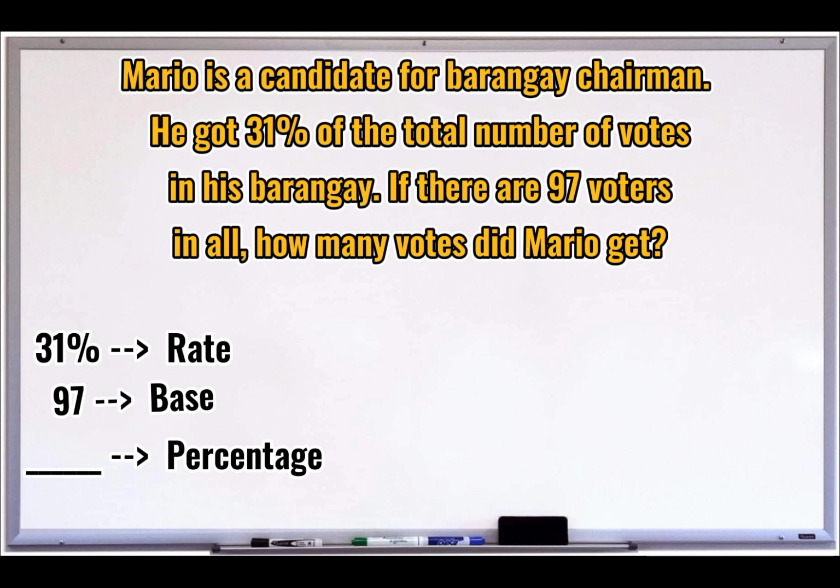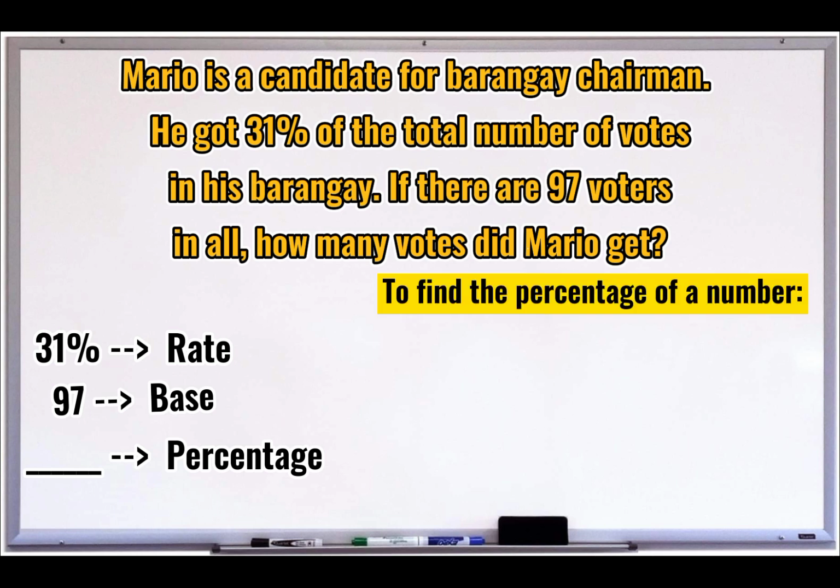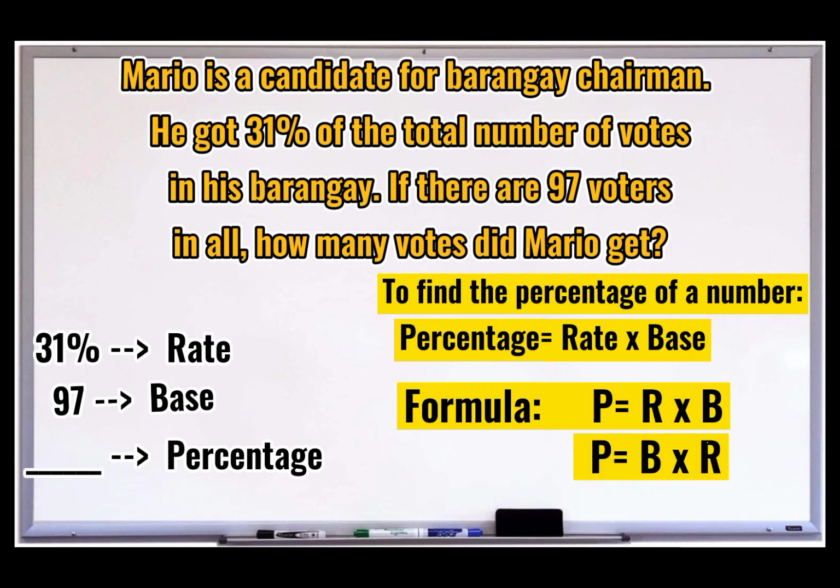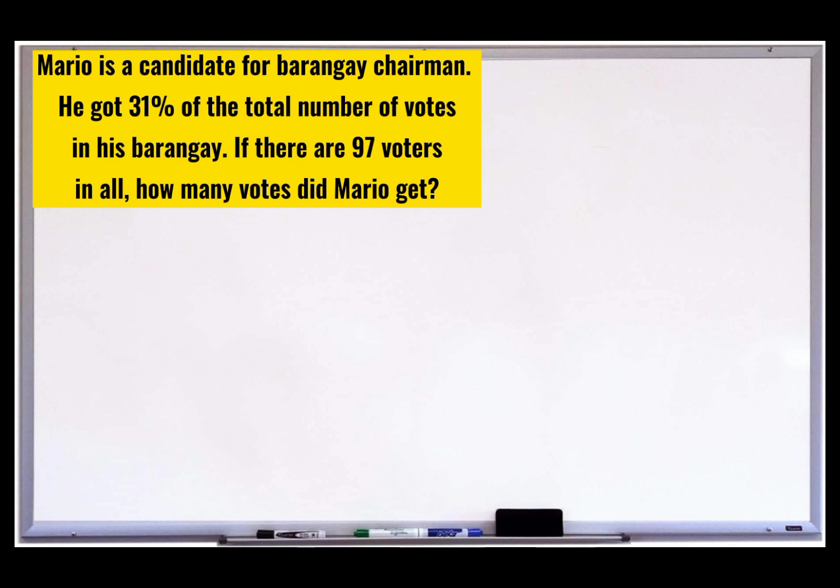Now, how are we going to solve or how are we going to find the percentage in the problem? To find the percentage of a number, we are just going to multiply the rate times the base. Or we can use this formula, percentage equals rate times base, or P is equal to R times B. Or we can interchange the base and the rate. Okay, let us solve the problem.